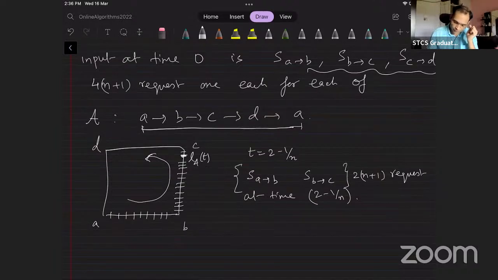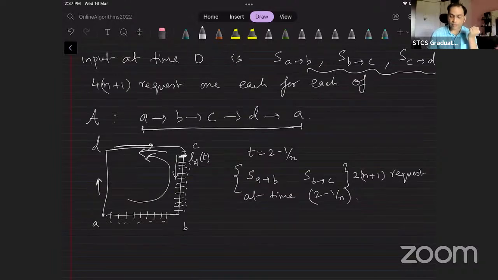What should it do? Either it can keep going, but it has to come back all the way to the top, or it can backtrack here itself and reach A and then possibly go to D, go to C and come back. Is this point clear? So the algorithm is currently at this particular location at time t equal to 2 minus 1 by n. All these points are requested at this point and they have to be fulfilled.